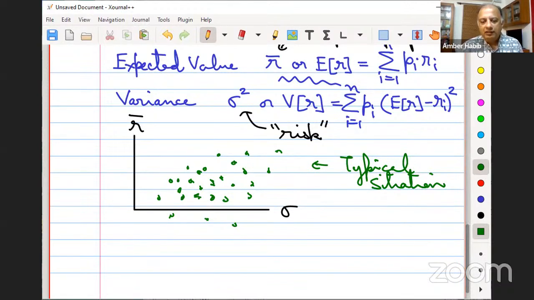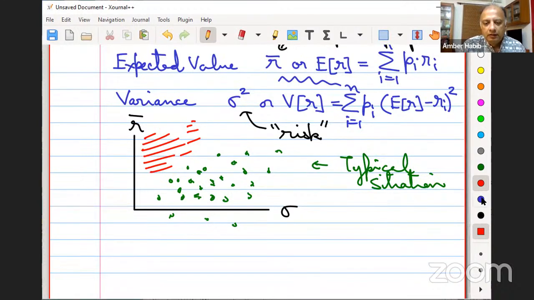Okay. So what's happening in this typical situation is that you see that there is a certain region which doesn't have anything, right? There's nothing here. The green parts are on sort of one side of your quadrant. So what does it mean that there's nothing here? It means that if you don't take risk, your expected profit does not have a chance of being large. Right?